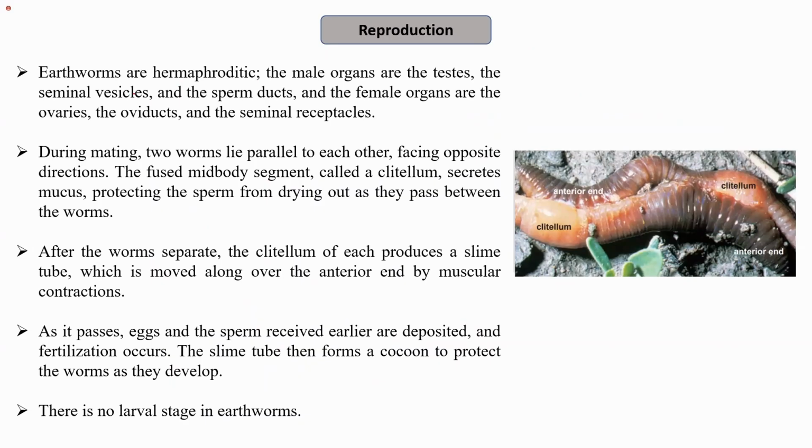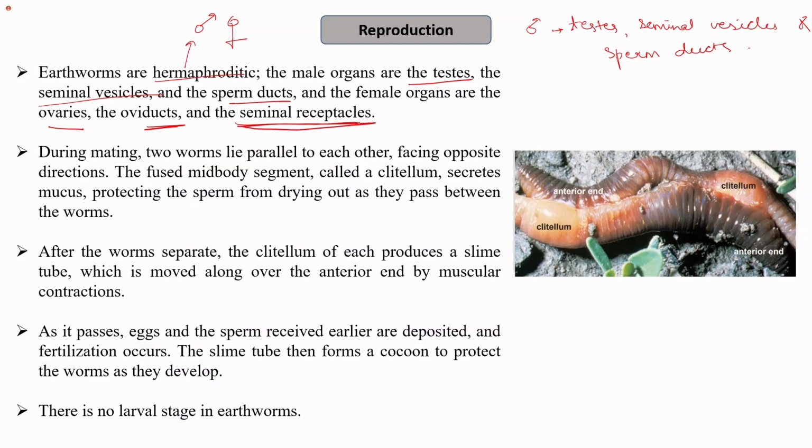The next is reproduction. Earthworms are hermaphrodite, meaning both male and female systems are present in the same individual. The male organs are the testes, the seminal vesicle, and the sperm ducts. While the female organs consist of ovaries, oviducts, and seminal receptacles.